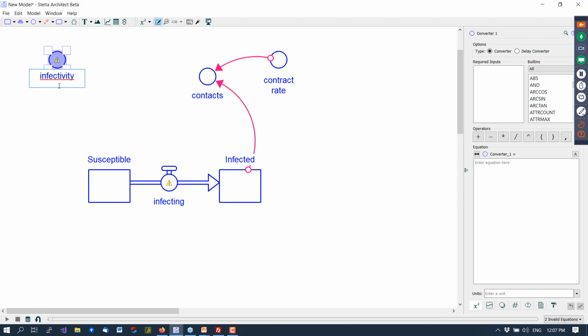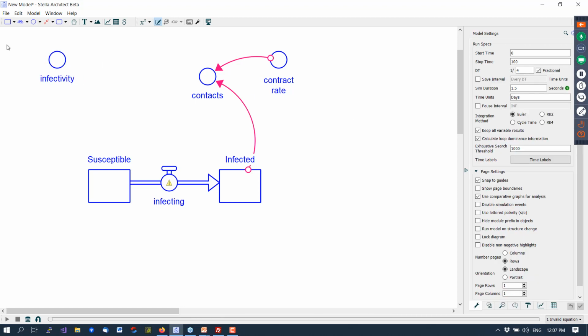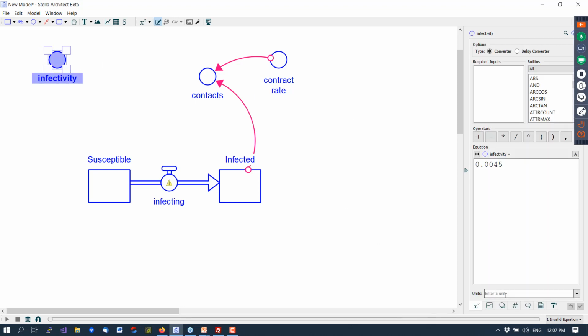Now, infectivity does not pass spell check. And I think that's just the way it is. I should add that to my dictionary. I hope I spelled it right, because I'm going to live with it for the rest of my life. And I'm going to put that at 0.45%, which is 0.0045. And this is person per touch.